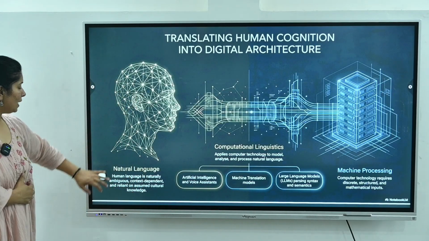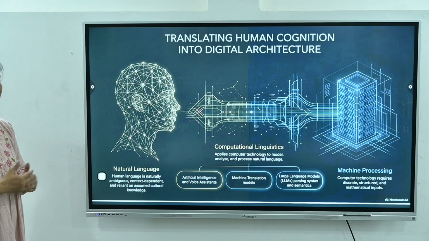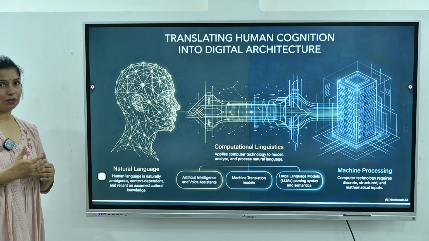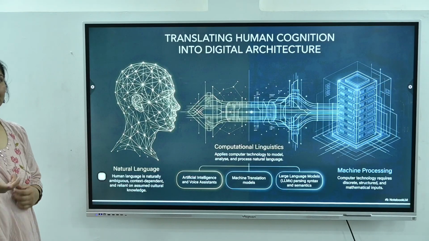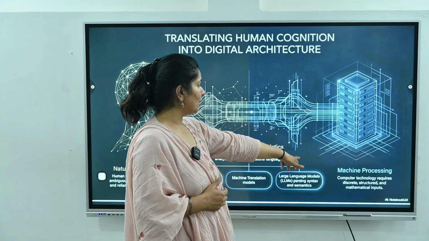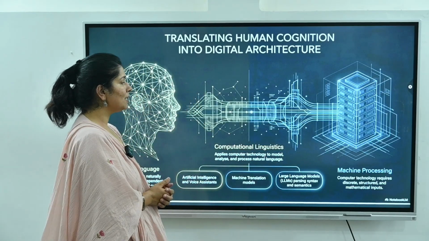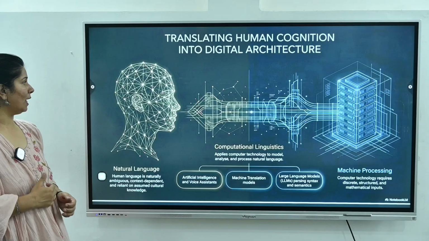Natural human language is ambiguous, context-based, context dependent, and reliant on assumed cultural knowledge. The meaning is understood or perceived through cultural context or social context. In machine processing, computer technology requires discrete, structured, and mathematical inputs through language.